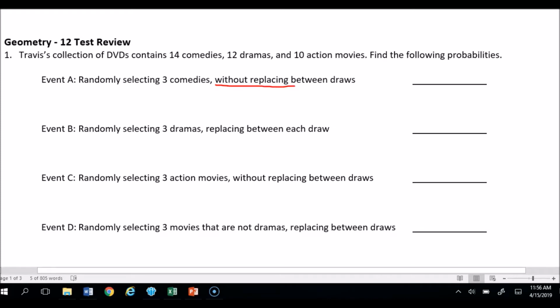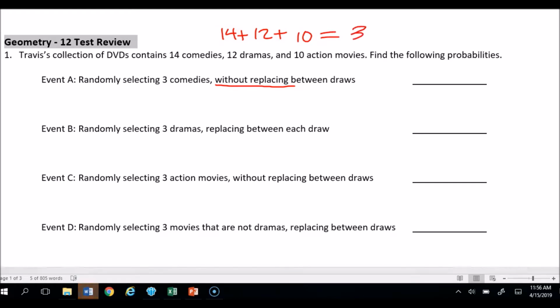So the very first thing we need to do is add together 14 plus 12 plus 10 and find out how many total videos we have. When we do that, we get a total of 36. So then we're going to talk about how many comedies we have. So the probability of pulling the first comedy is 14 over 36. Now it says I don't replace that comedy. So now I have 13 comedies and 35 left in the bag. So that's 13 over 35. And then when I pull my third one, I only have 12 left in the bag. And I only have 34 videos left in the bag.